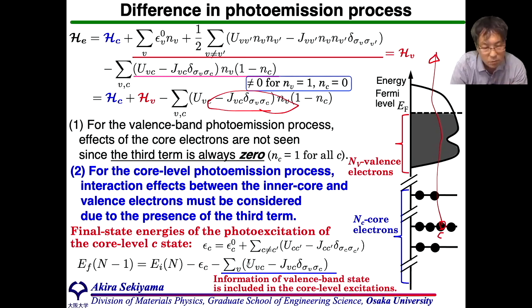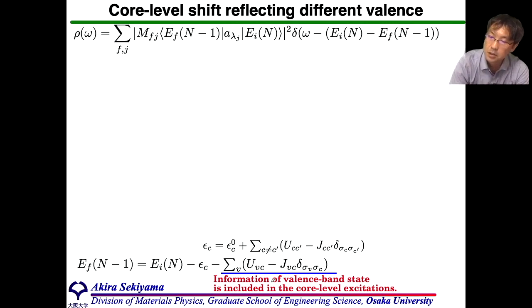I said that we can understand the valence band electronic structure by using the core level photoemission, that is due to the presence of this term. Then I can discuss the core level shift reflecting the different valence state by using the core level photoemission. This is a formulation of the photoemission spectroscopy.